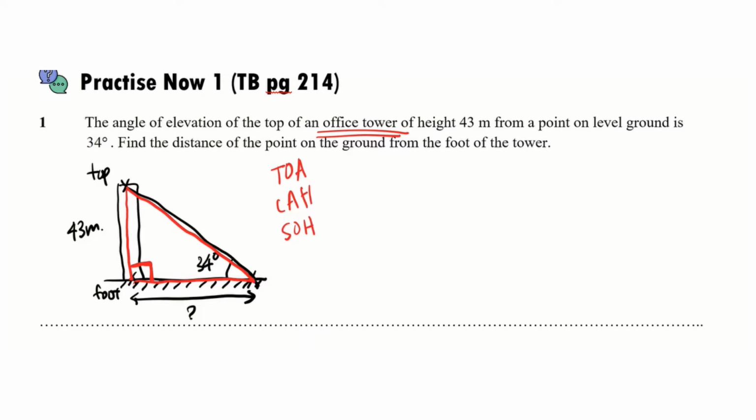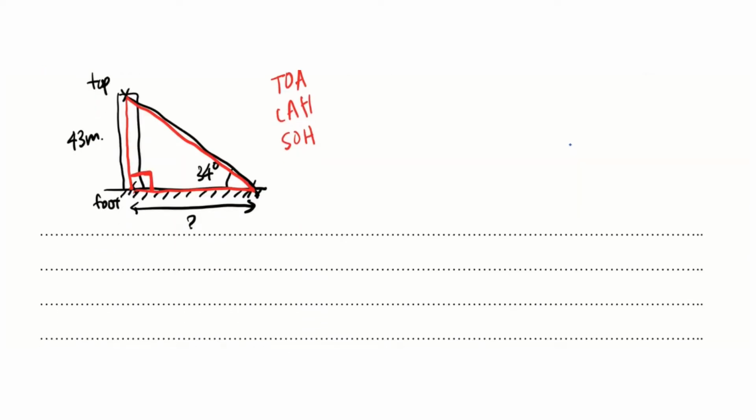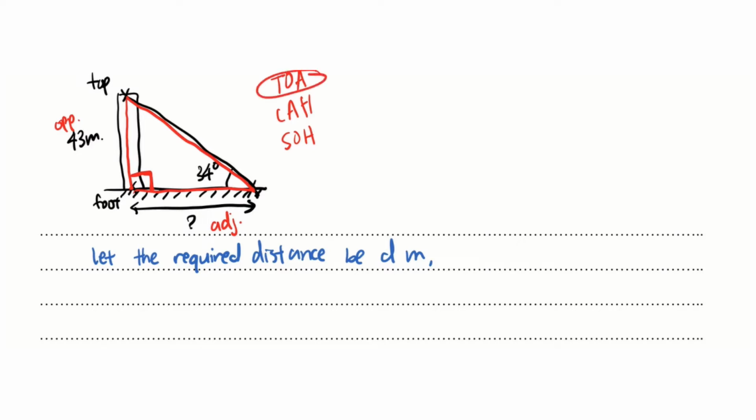To find out what this distance is, let us first define this distance for easier presentation. We let the required distance that the question wants us to find be d meters. If it were d meters, we notice that in the right angle triangle, we have 43 meters, which is the opposite side of the angle, and we're trying to find d, which is the adjacent side of the angle. Therefore we will be making use of TOA, that means using tangent.